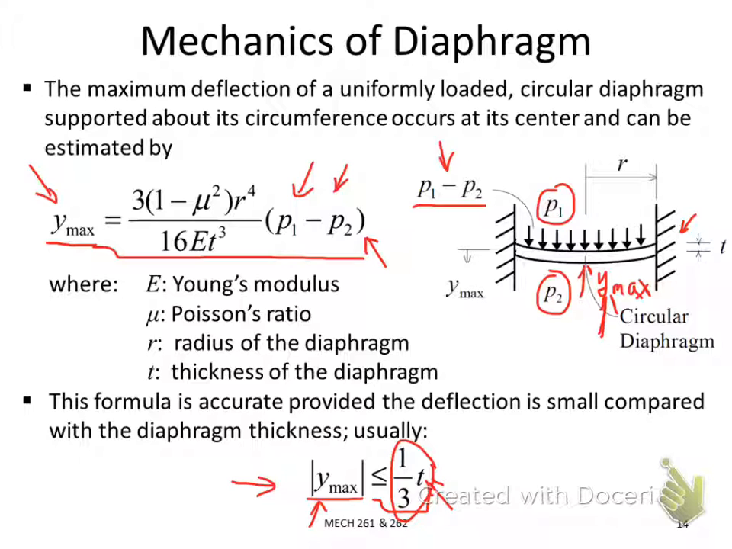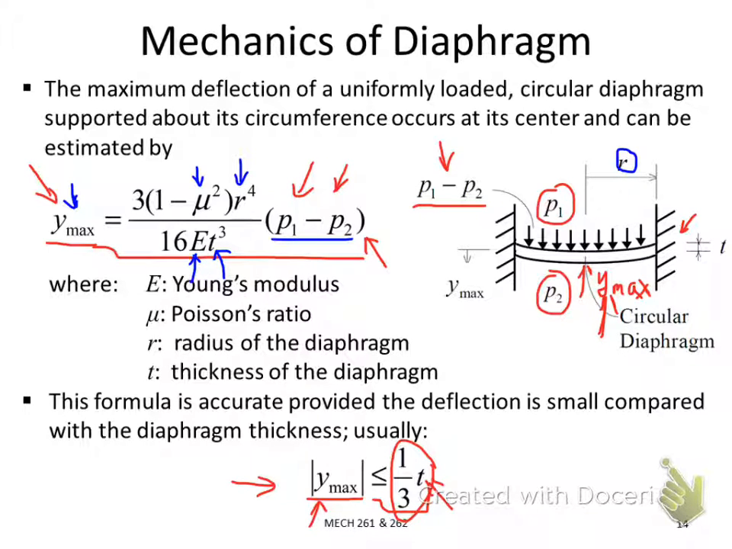Now let's go back to this formula. I have a few parameters. As I told you, y is the maximum deformation in the center of the diaphragm, and mu is the Poisson's ratio. R is the radius of the diaphragm, P1 minus P2 is the pressure difference, E is the Young's modulus, and T is the diaphragm thickness.